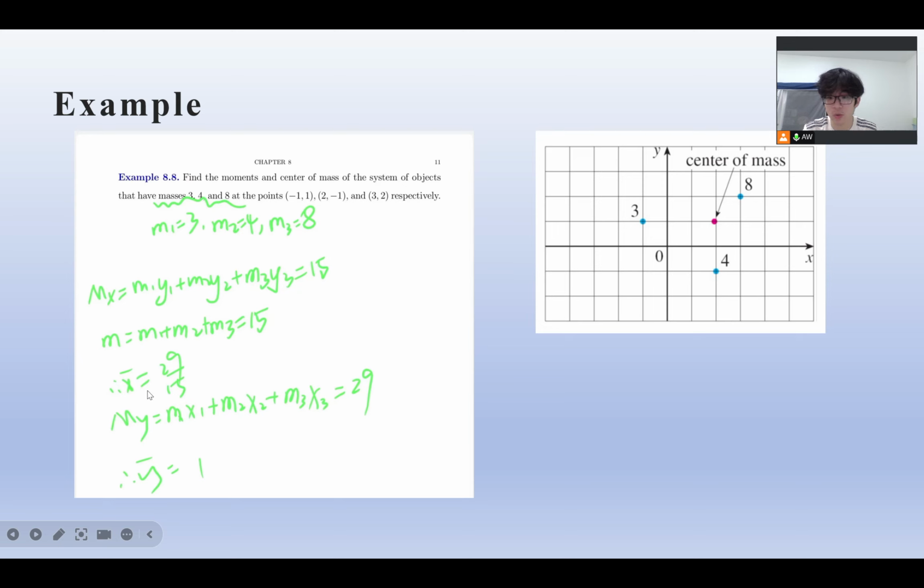So we know that x bar equals 29 over 15, and My equals m1x1 plus m2x2 plus m3x3 equals 29. From this information, we know that x bar equals 29 over 15 and y bar equals 1. And as you can see in the right graph, there are these three points, and this one is the center of mass. It's the same as we solved.